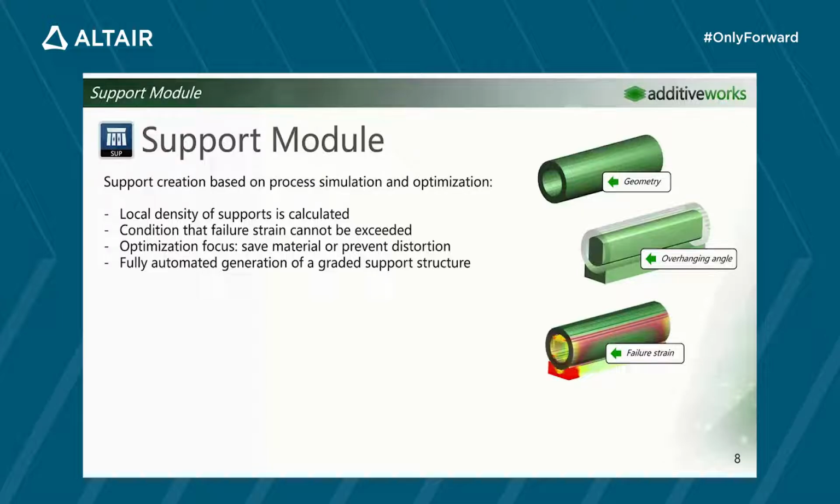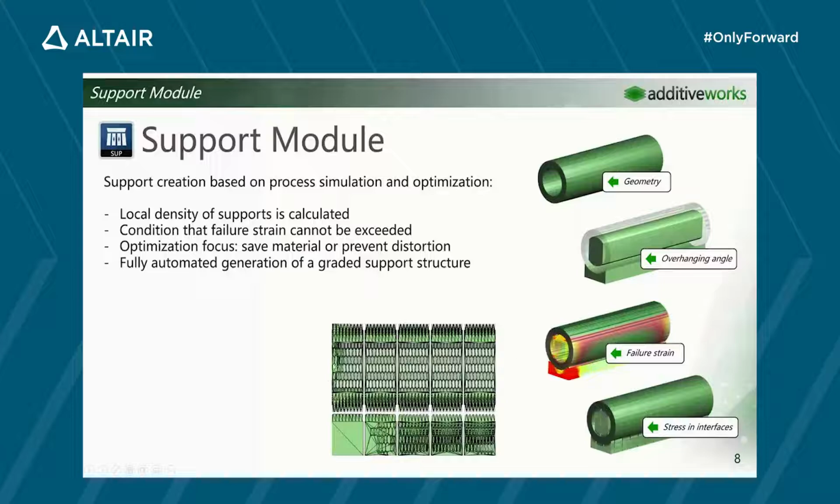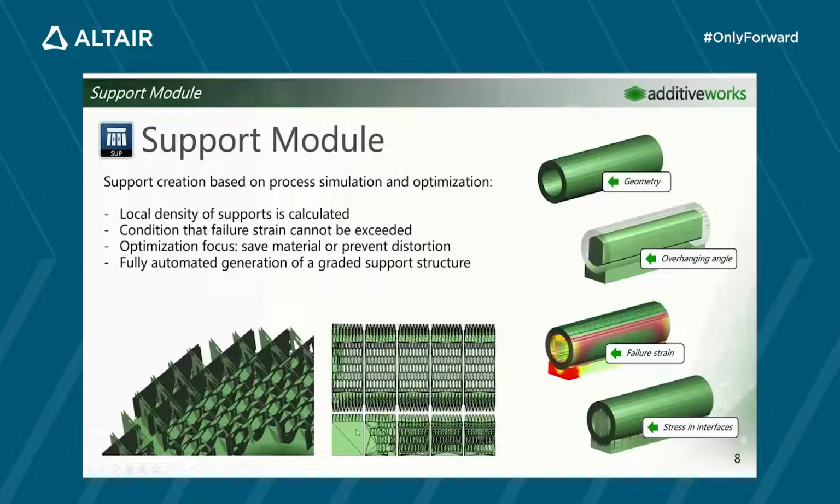And then we are not creating supports, but running a process simulation where failure strain is used in order to increase the density within the support material. And based on this result, we create the actual support structure, also considering a certain stress in interfaces. So you can target a stress in interfaces, and the interface width will be generated accordingly. So in the end, you get a wall structure with perforations depending on the local density. And if a closed wall is not strong enough, we are adding more and more walls.